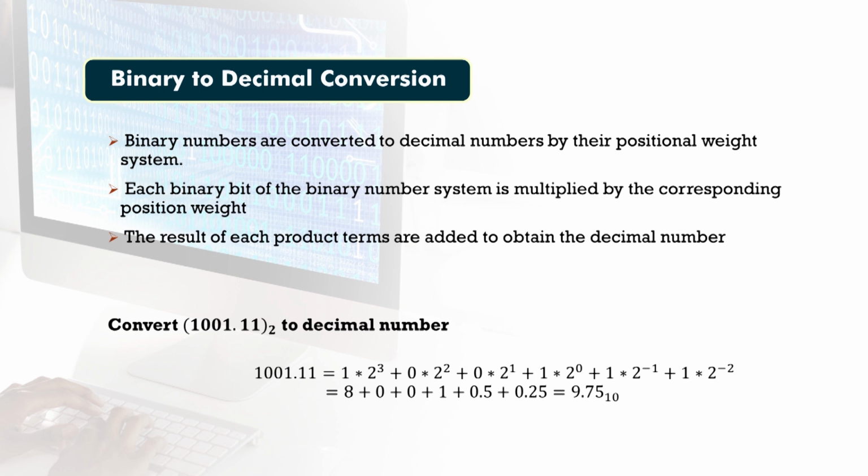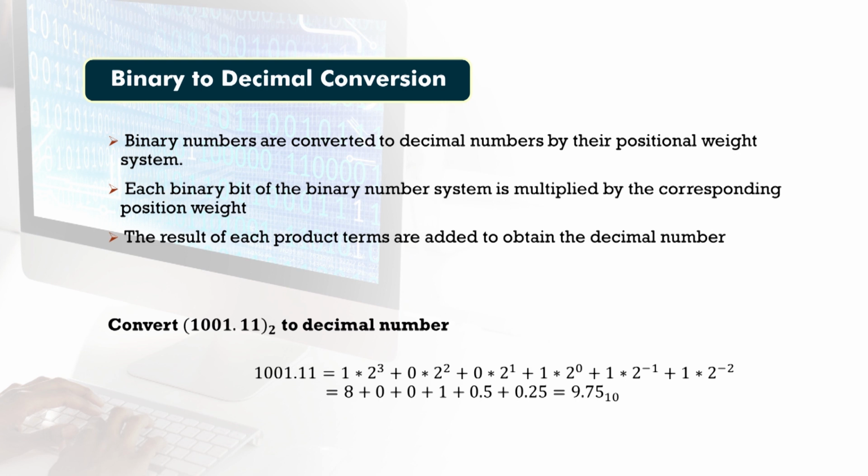Starting from 1, we convert 1 into 2 raised to what is the position? 1 into 2 raised to 3, that is the positional weight, plus 0 into 2 squared, plus 0 into 2 raised to 1, plus 1 into 2 raised to 0. Now we come to the fractional part, that is 0.11. So we convert 1 into 2 raised to minus 1 plus 1 into 2 raised to minus 2.